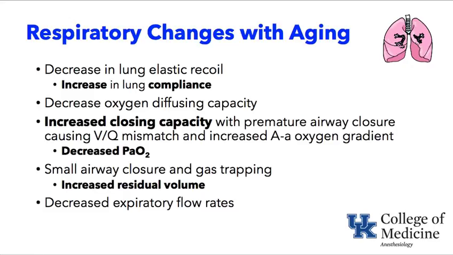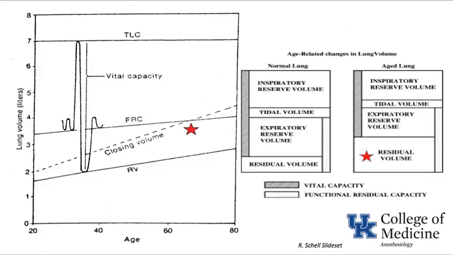Their flow rates may also go down. So if we look at this graphically, this closing volume versus residual volume versus FRC concept, you can see that the closing volume is going up with aging, crossing FRC at about age 65 in a standing position, and even in a sitting position. And what this means is that the small airways are closing off, gas is not being exchanged maximally, you're having VQ mismatch, and it contributes to the low PaO2, or the decrease in PaO2, that occurs as we age.